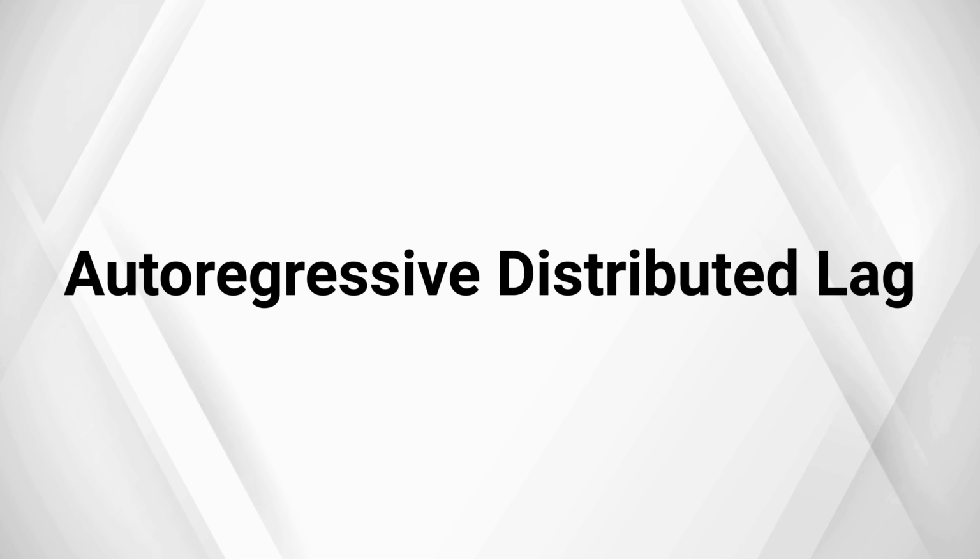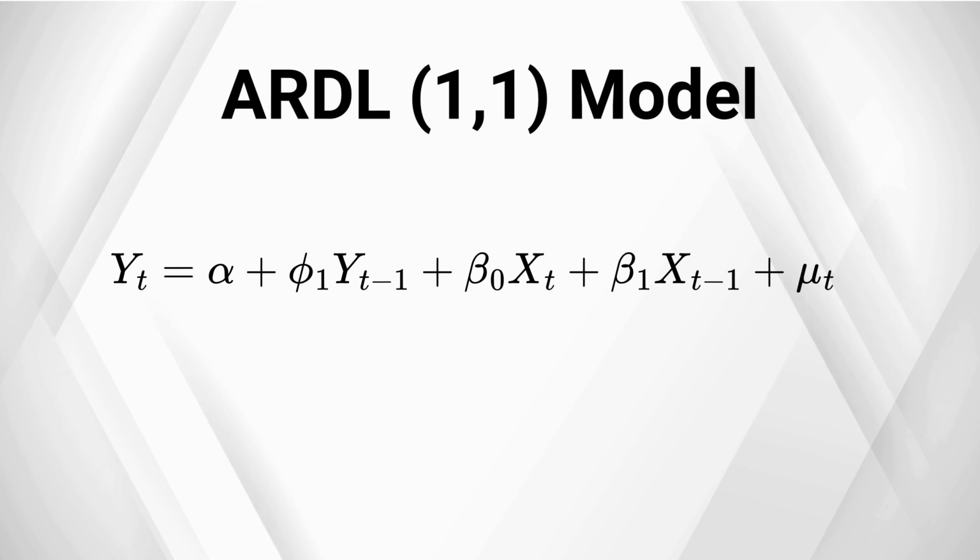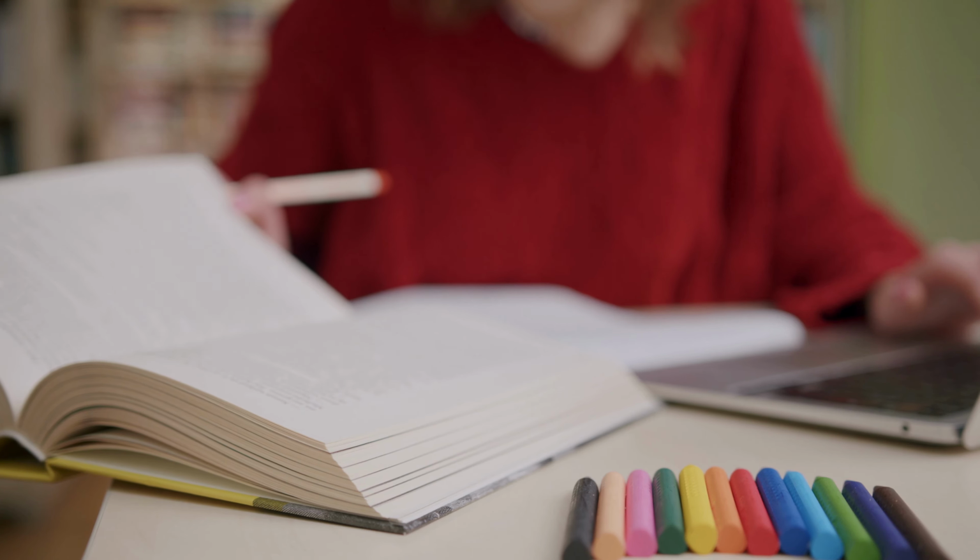So, if you put these two concepts together, you get the autoregressive distributed lag or ARDL model. It's a dynamic model that explains the current value of a dependent variable using both its own past values and the current and past values of one or more independent variables. This is an ARDL 1-1 model, which means we are using one lag of y and one lag of x plus current x. Understanding the ARDL model itself is the fundamental first step.